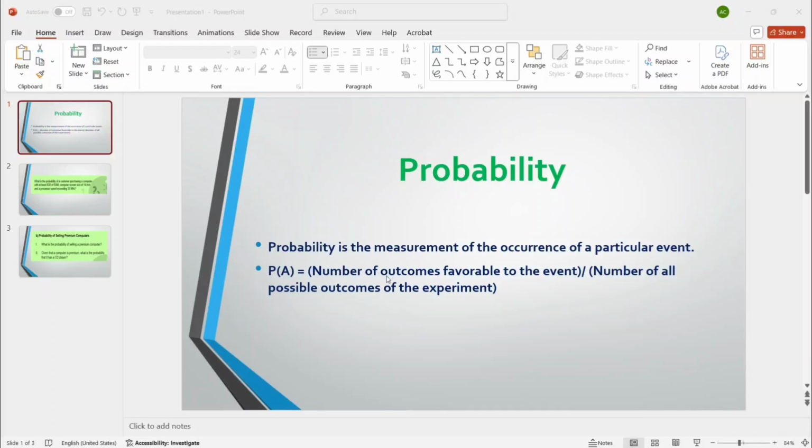I mentioned the formula here: number of favorable outcomes divided by number of total possible outcomes. So if I toss a coin, the probability that head comes is 1 out of 2. It's a basic formula, you also know about that. So let's do some questions in Python.